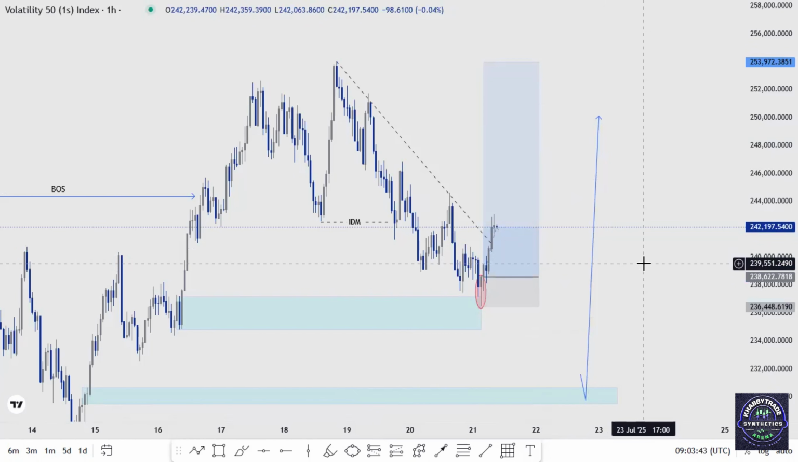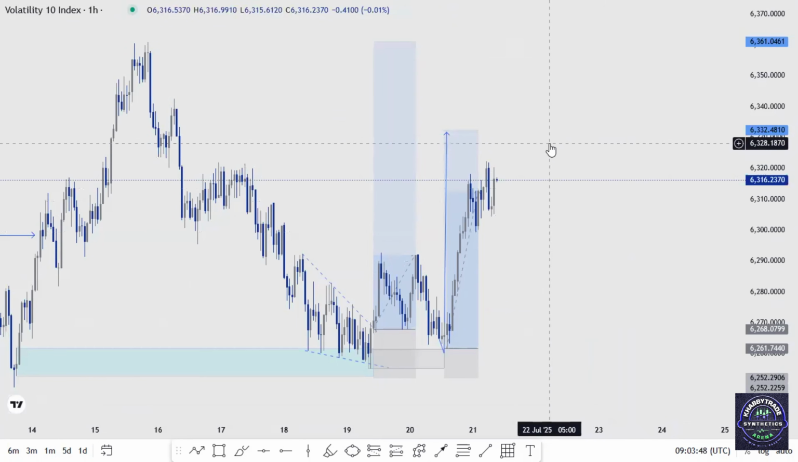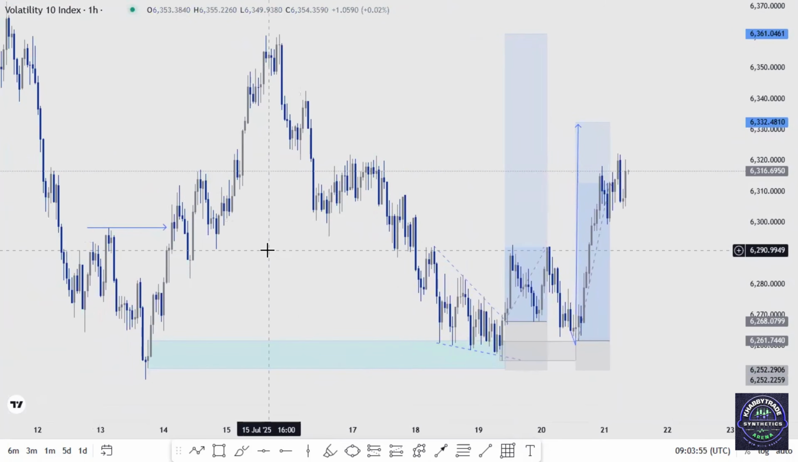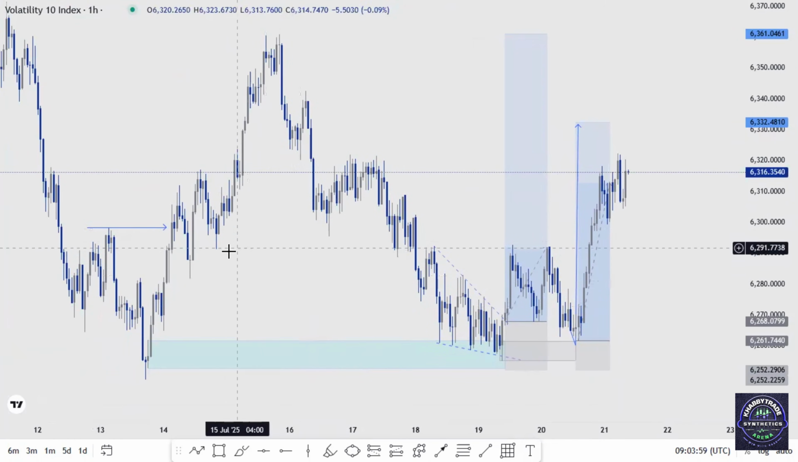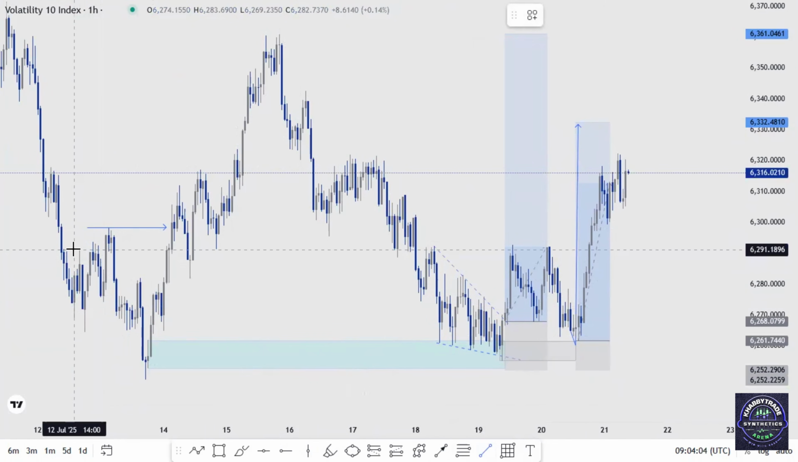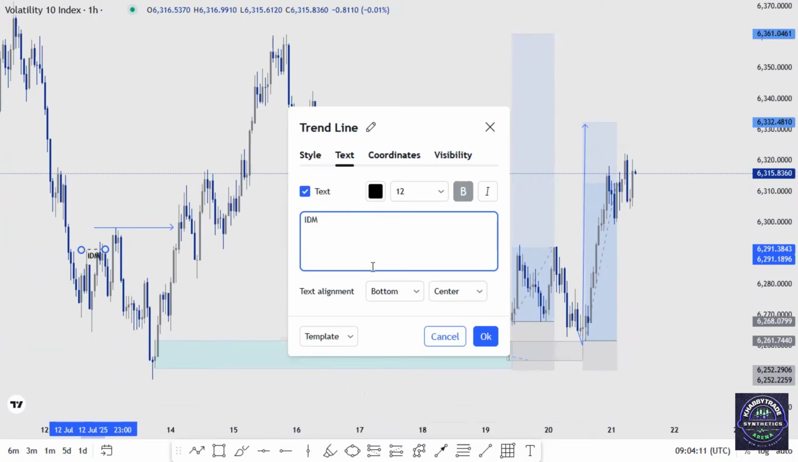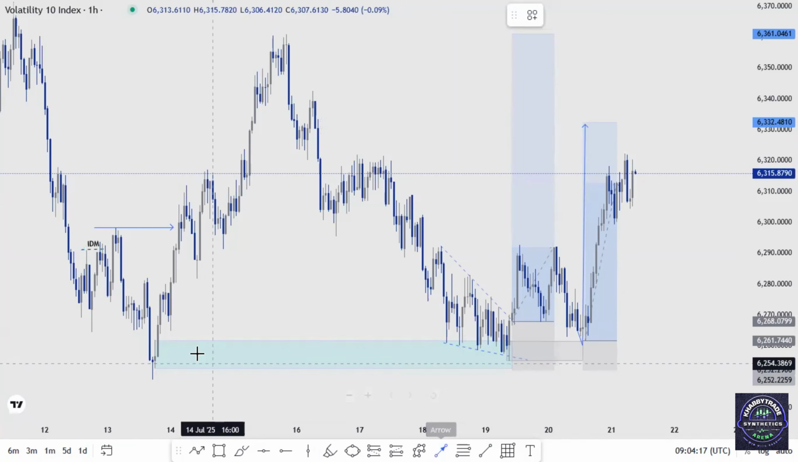I also had another, let's check. This was Volatility 10. This trade, I posted this trade inside the Telegram channel. This was it. I think I took it on the, was it M30 or no, it was H1 rather, yeah. So over here you can see this was our inducement at the top. This was our break of structure.